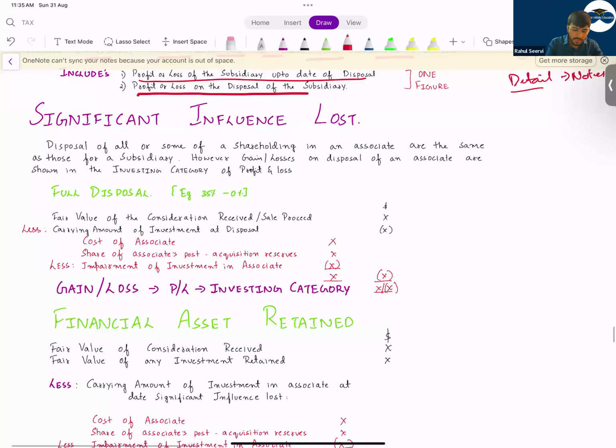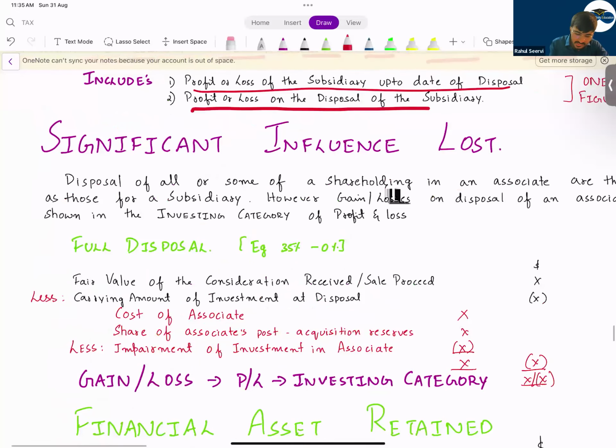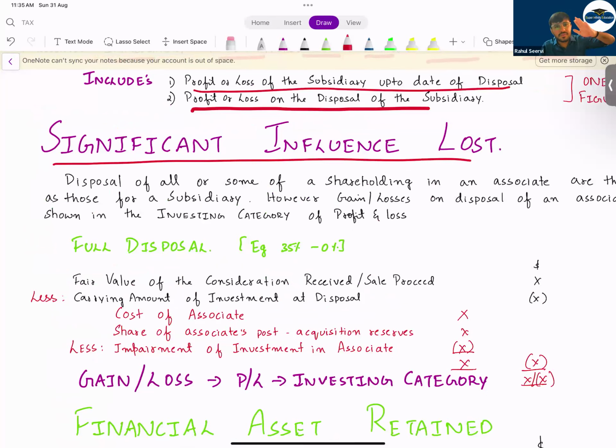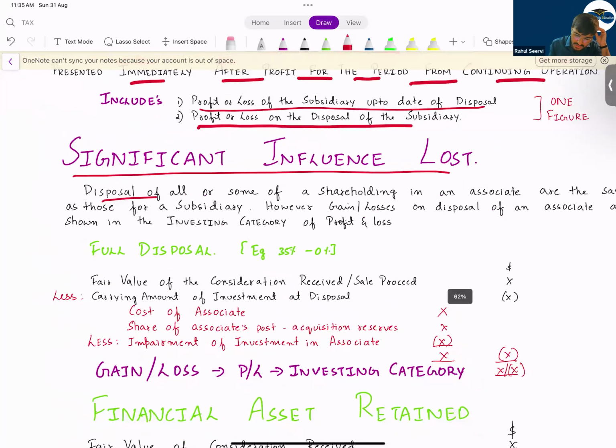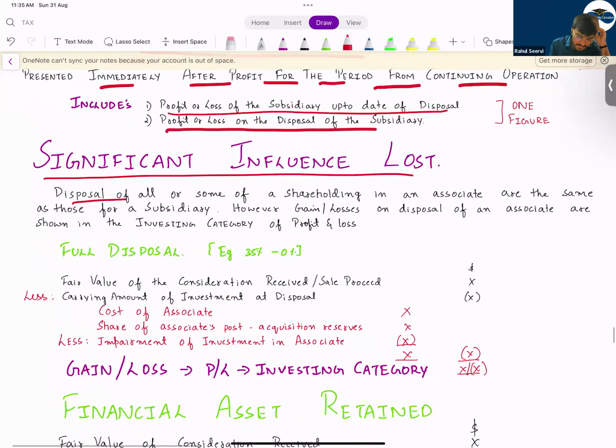Then coming to the last topic of disposals, significant influence is lost. That means I had 40 percent, and from 40 percent it is going to 10 percent. In that case, whatever we have learned above, the same we have to do. See here now, disposal of all or some of the shareholding in an associate is the same as that for a subsidiary. However, gain or loss on disposal of an associate is shown in the investing category of profit and loss.